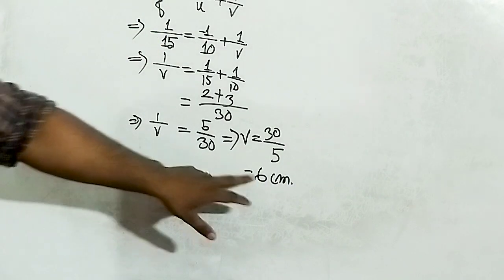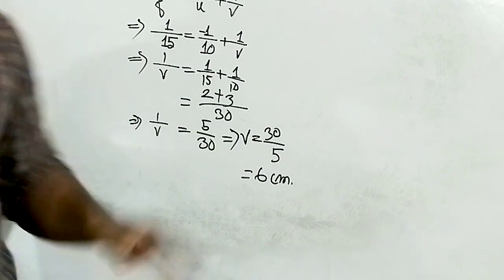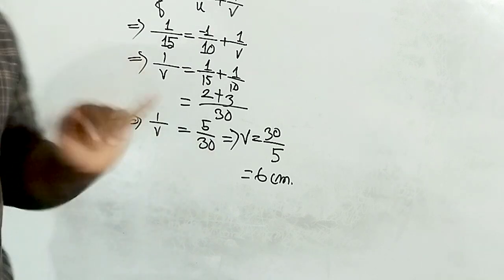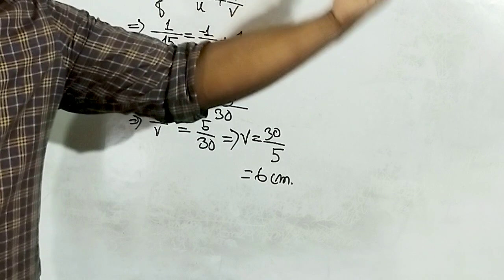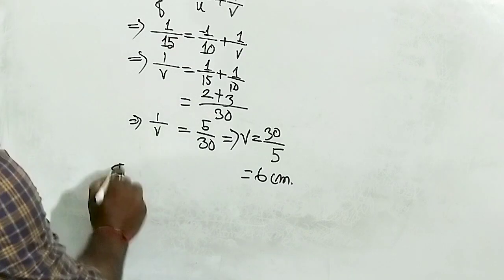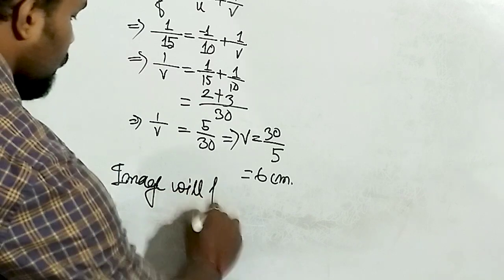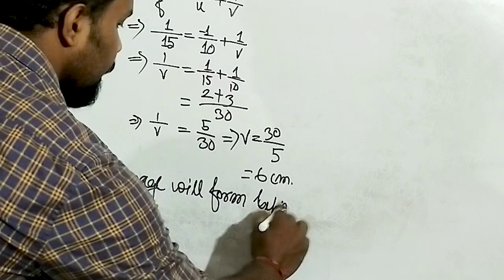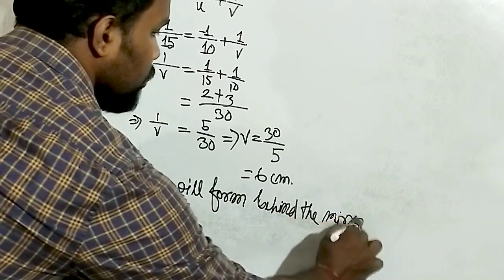Now look closely. We have got 6 centimeter, but what is the sign in front of 6 centimeter? Positive, because if there is no sign in front of a number, we always consider that there is a positive sign. Since it is positive, that means the image will form behind the mirror. So we'll say that image will form behind the mirror. But the question is not solved yet.